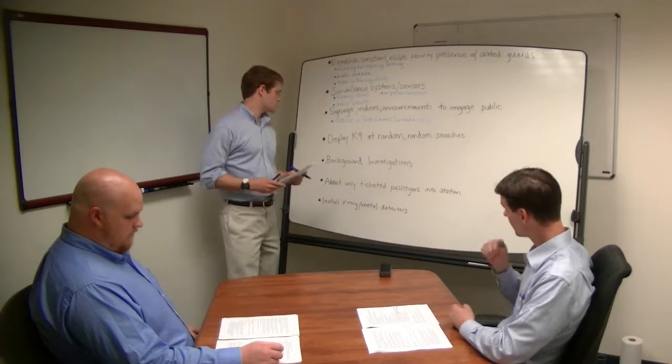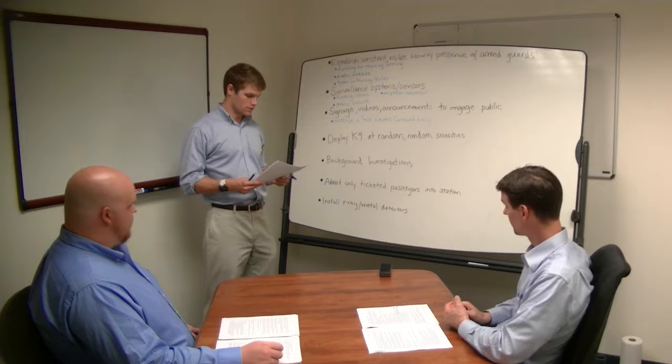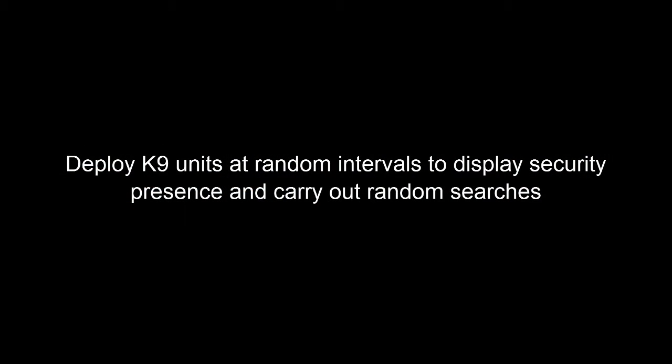So another one of the options we talked about was deploying canine units at random intervals to create a visual display of security, and also randomly searching passengers or other people in the station. So what other negatives can you think of for this one?